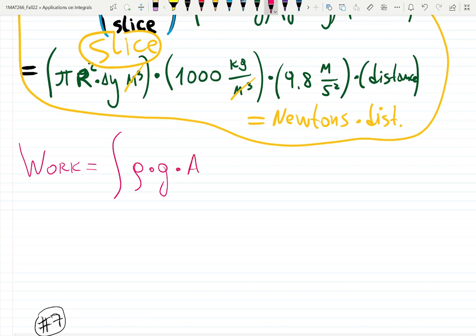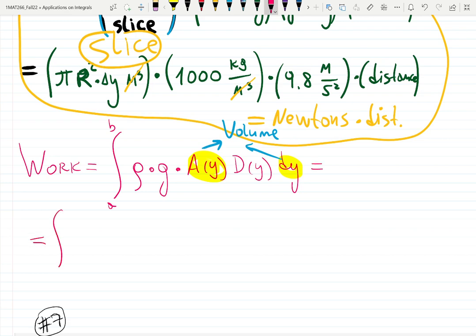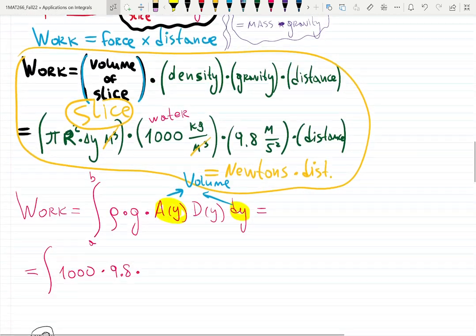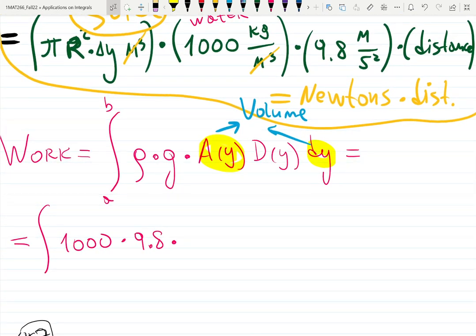And then you have A of y, D of y, dy from a to b, or c and d, but it doesn't matter. So again, this in yellow is volume, which we already figured out. Volume of slice. Let's write it down. Integral. I will skip a and b on purpose. There's a reason for that. Rho is 1000 for water. G is 9.8 times D. We agreed on what D is. Do you know? Not D. What is A of y? Pi r squared. Good job. Pi r squared times dy, which is thickness.